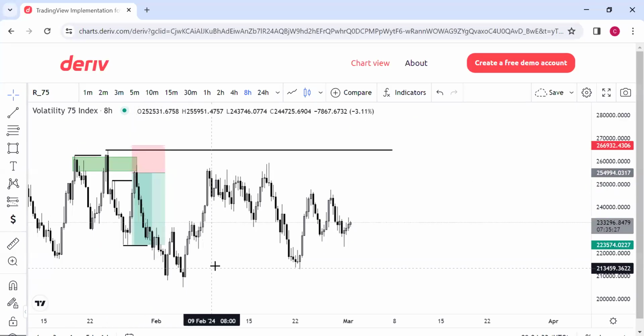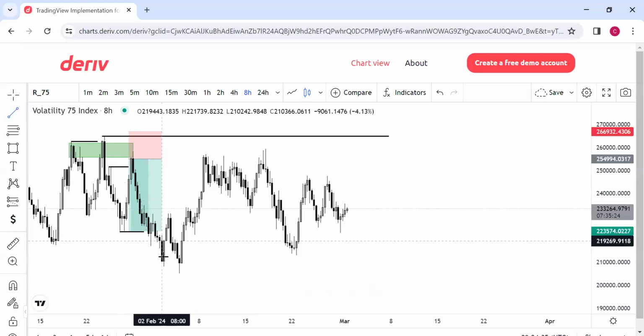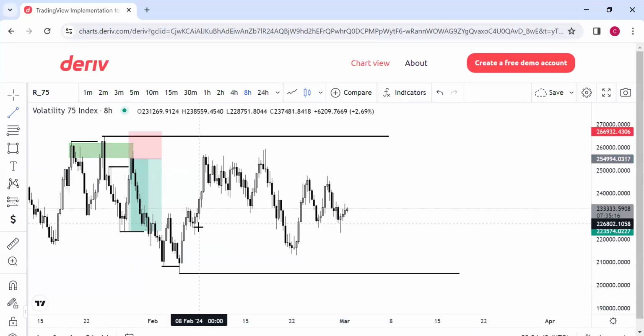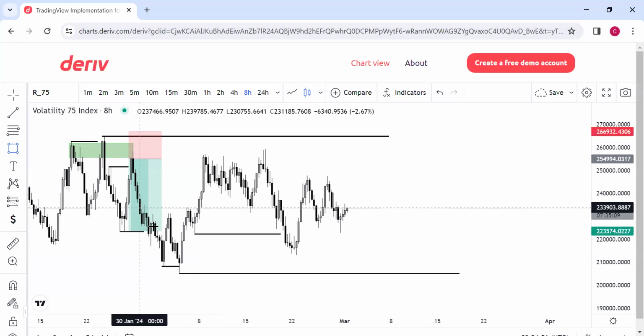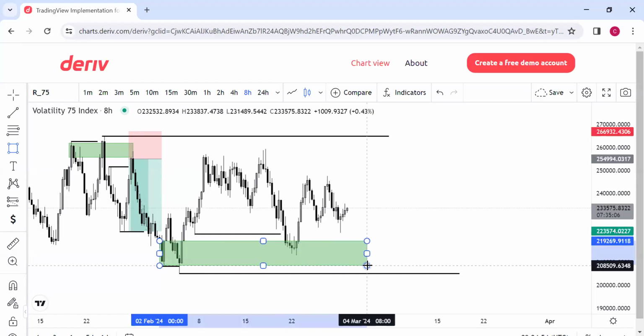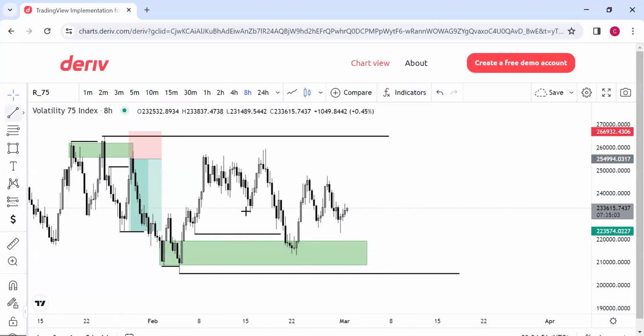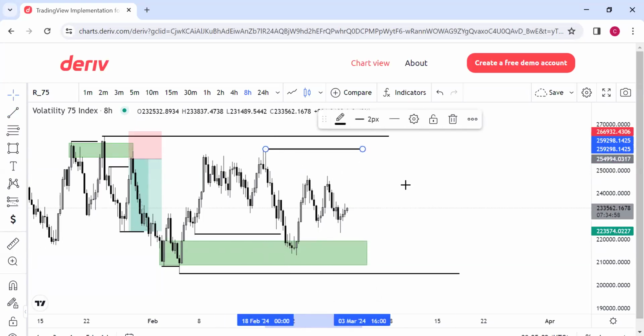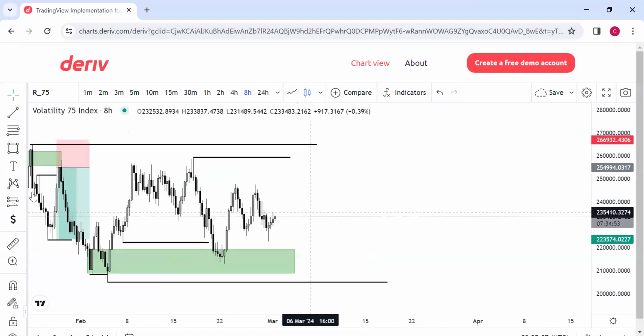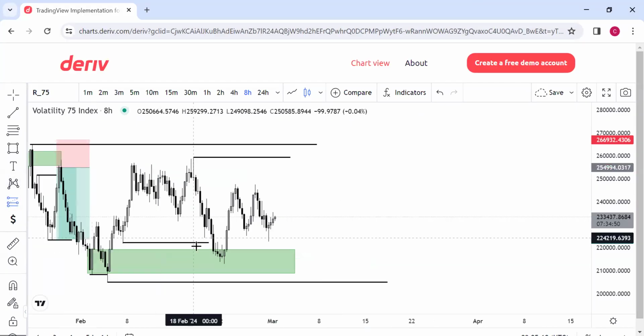Then price sold off more. Then it gave us a sweep of liquidity here, and a protected low. Then it gave us structural liquidity. At first, I didn't trust the structural liquidity because it's not up to 50%. But I noticed that price respected it. If this buy is going to hold, it means this would be our target for the buy. So this would be a buy setup.